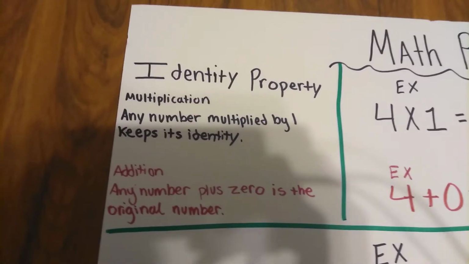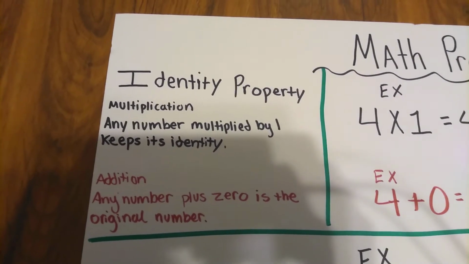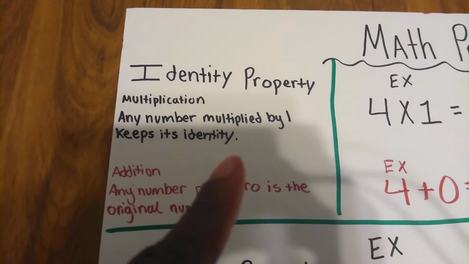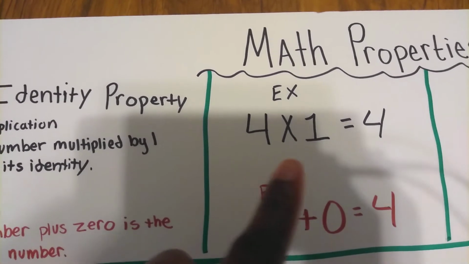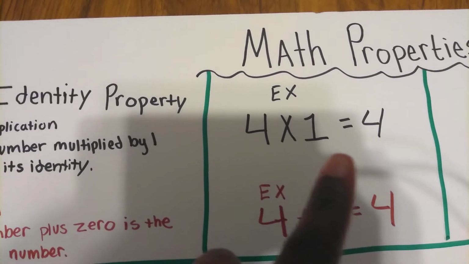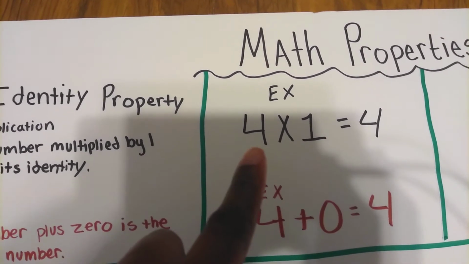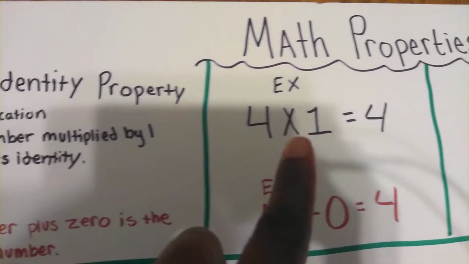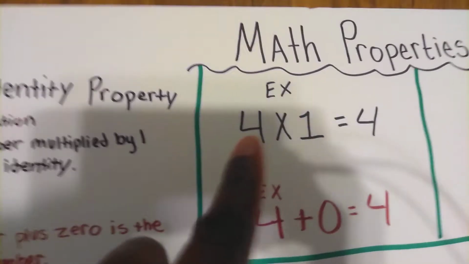So the first one is the identity property. The multiplication definition is that any number multiplied by 1 keeps its identity. Here's our example: 4 times 1 equals 4, because the 4 is keeping its identity and we're moving it over. Anything multiplied by 1 is going to be that number.